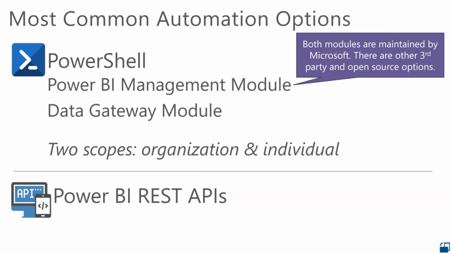Now, when you use the modules, what's interesting is there are two scopes. So an admin can use an organizational scope for gathering metadata about the entire tenant. So for instance, a few minutes ago when I said getting a workspace inventory, that's how you would go about doing that. But there's an individual scope too. So let's say you've got a technical user sitting down in the finance department that says, I'm not scared of PowerShell. I want to pull some of this data for myself. They can use their own individual permissions to gather data about their own content.